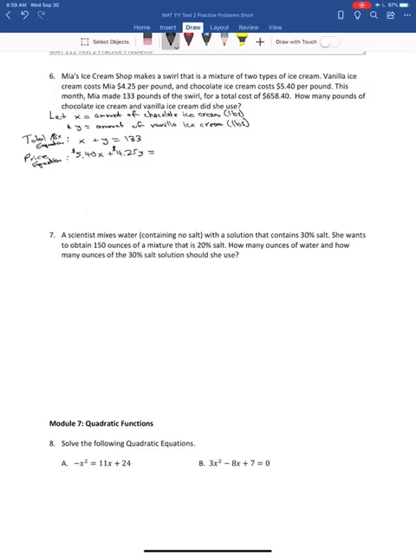And altogether, it says the total cost of the swirl was $658.40. So there's our second equation: 5.40x plus 4.25y equals 658.4. Now I've got to go solve it. To solve this, a couple things we can do. You can use the substitution method and you can use the elimination method. Two different methods. All right, well, let's introduce the elimination method. I want to show you elimination, and I'll show you substitution.